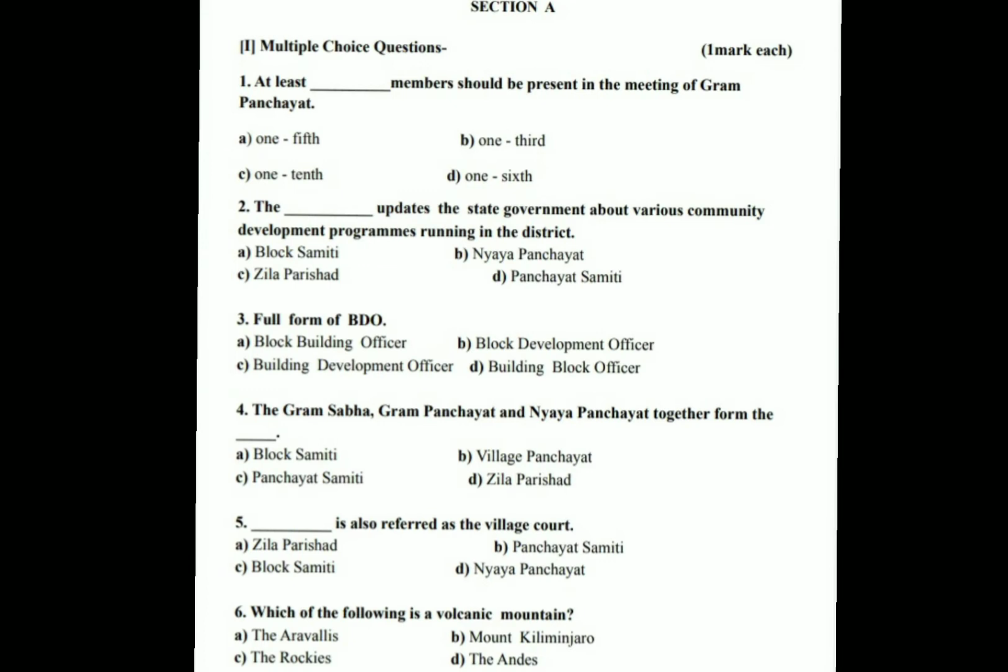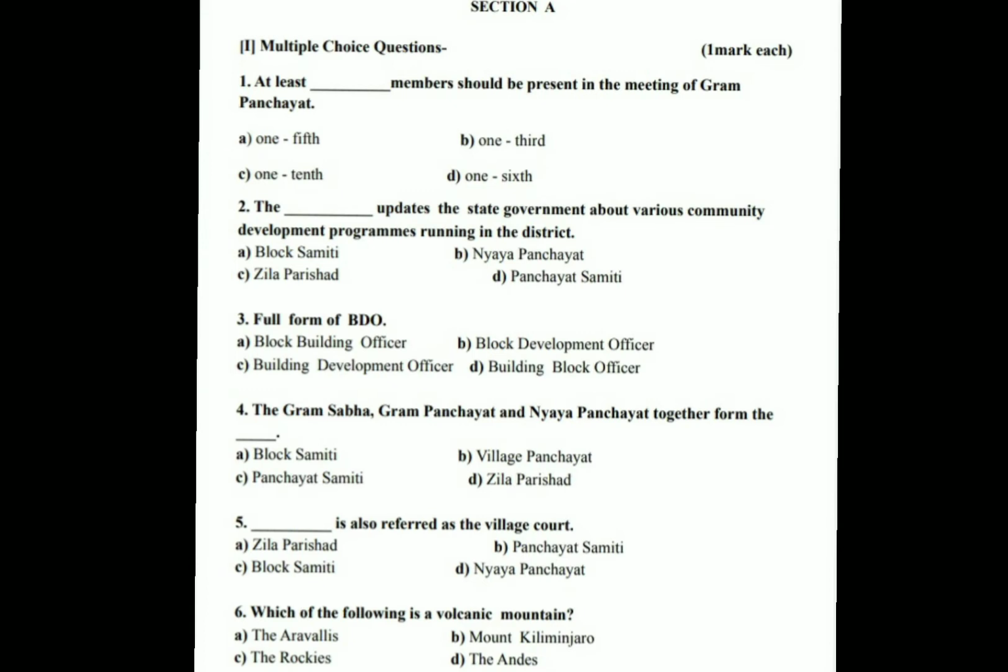Moving ahead to number 4: the Gram Sabha, Gram Panchayat and Nyay Panchayat together form the dash. Block Samiti, Village Panchayat, Panchayat Samiti, Zilla Parishad. These are the 4 options given and the correct option is B, that is Village Panchayat.